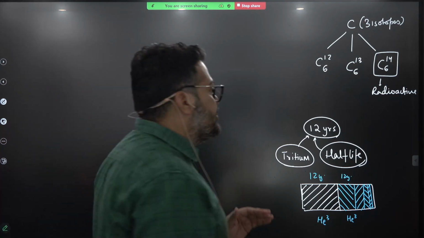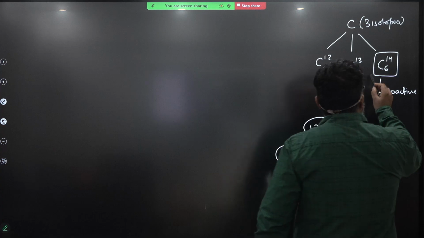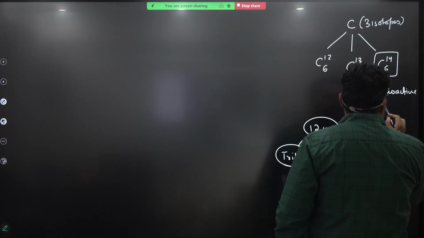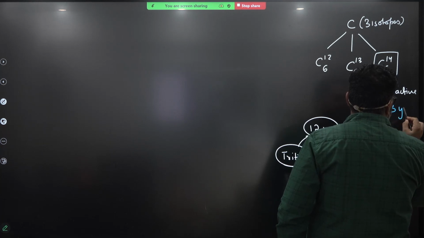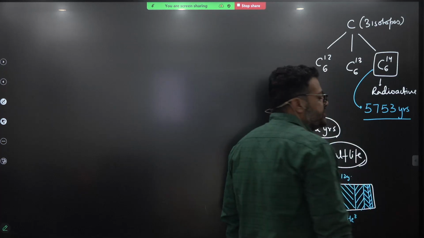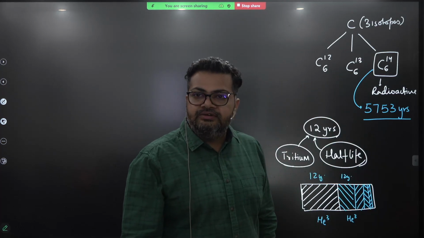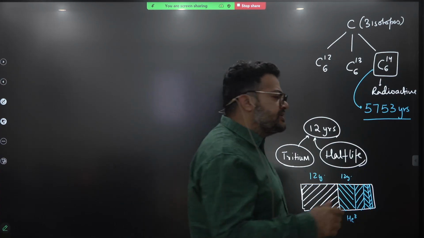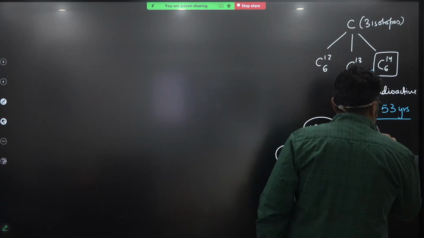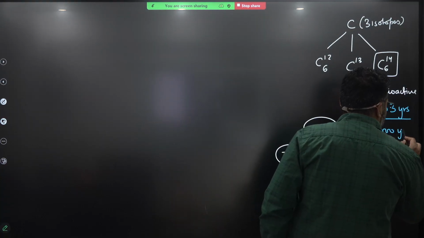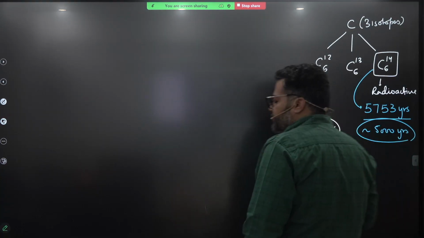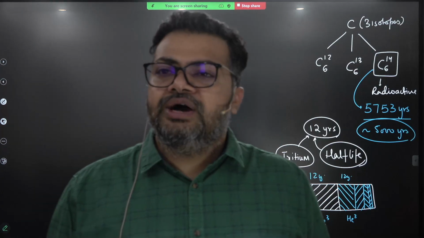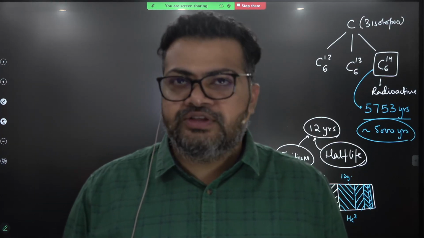Here, let me tell you the half-life period of C14. Carbon 14 has a half-life period of 5,753 years. This is the half-life period of carbon 14, 5,700. For the sake of calculation, let's keep it 5,000 years, because we will use this for calculating something, right? So half-life of carbon 14 is 5,000 years.